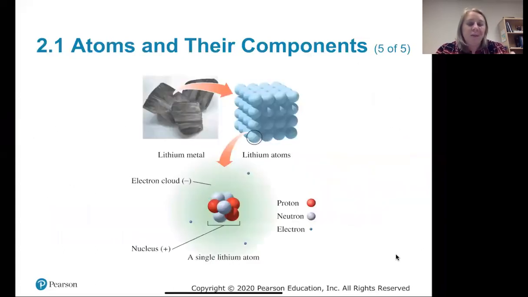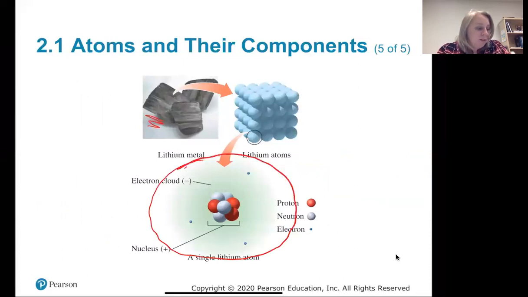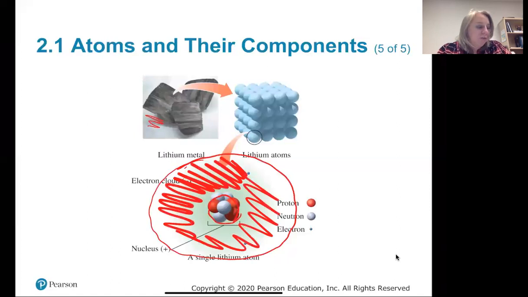So here's an example of what we're looking at. In this case, instead of carbon, we're talking about lithium. And so we have lithium metal right here. If you zoom in on that lithium metal, what you're going to see are lots and lots of the same atom, and those are all lithium atoms. So this is one of those pure substances. And then if you took one of those atoms and zoomed in on it, what you would see, and this really isn't to scale, but that's okay, is that this whole thing here is the atom. Here's the nucleus in the center, and all of this space here is the electron cloud.